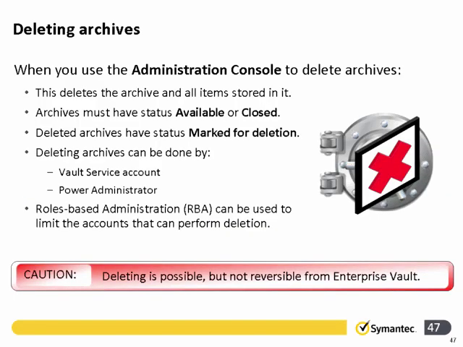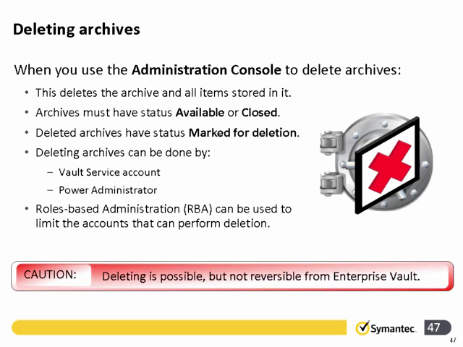Next thing we want to look at as far as deleting items is, can you, if you need to, delete an entire archive? And the answer is yes, you can. However, you need to take some things into consideration if you're going to do that. One, the archive must be either available or closed. Once you've deleted that archive, it will be marked as marked for deletion. It doesn't mean it's instantaneously going to disappear. There are some processes that need to run in the background to actually get rid of the files from the Vault Store partition location.